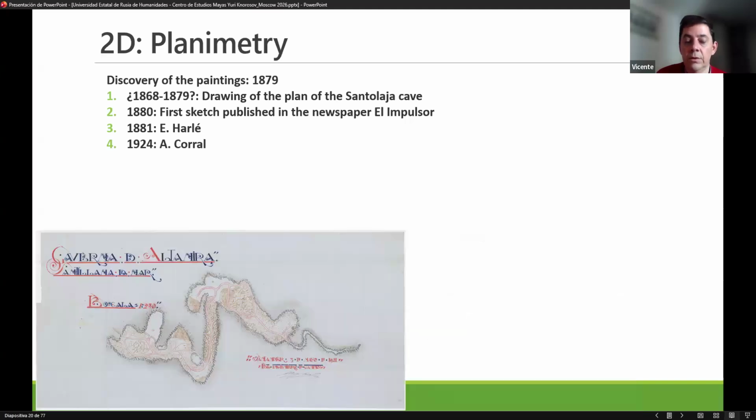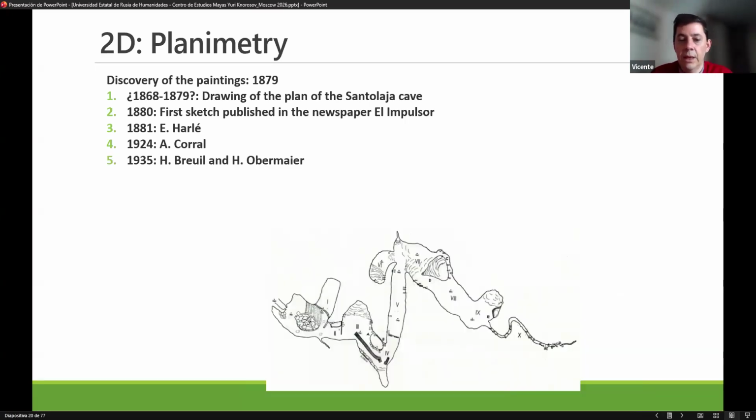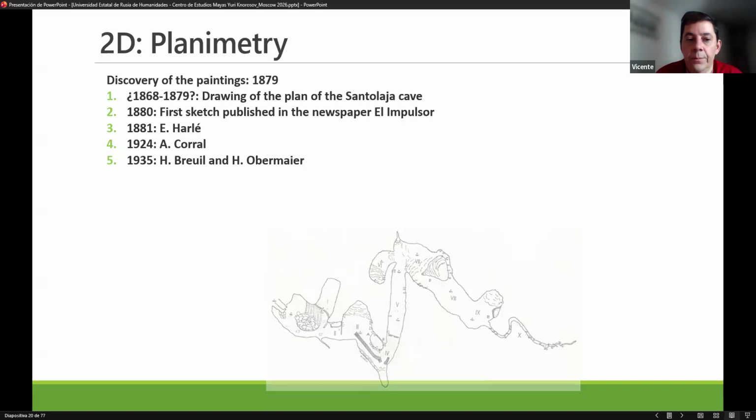Later, in 1924, Corral, a Spanish engineer, made this plan. This plan is quite close to the current situation. And he made traverse sections, and an engineering project as well. This is the plan that appears in the publication of the Abbé Henri Breuil and Hugo Obermaier. This plan is 1935.